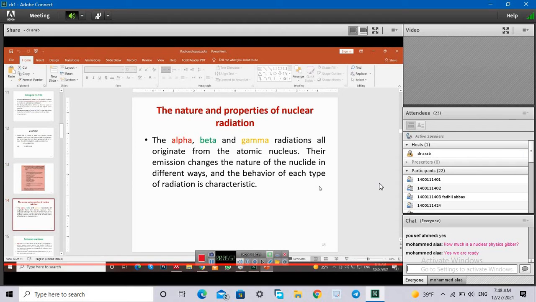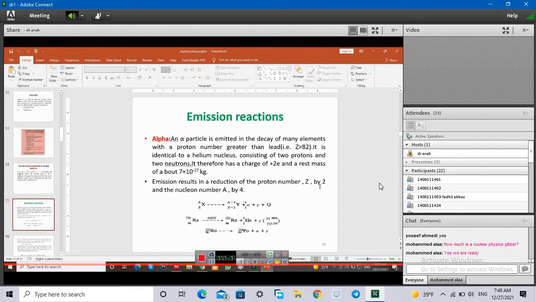Okay. After that, I speak about the main particles that are emitted through emission of radionuclides, and the main ones include alpha, beta, and gamma radiation. At first, I start with the strongest particle, that is alpha particle.